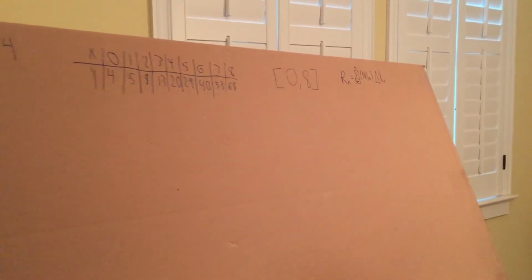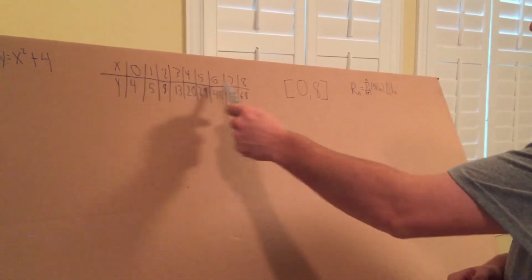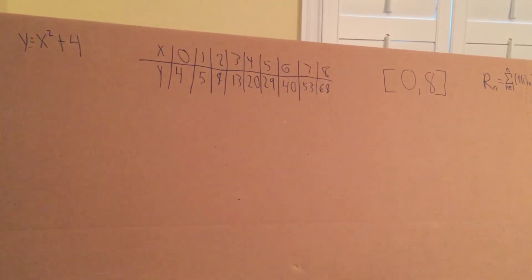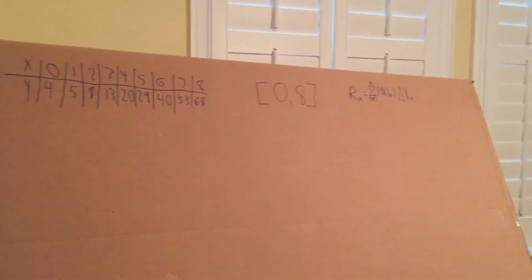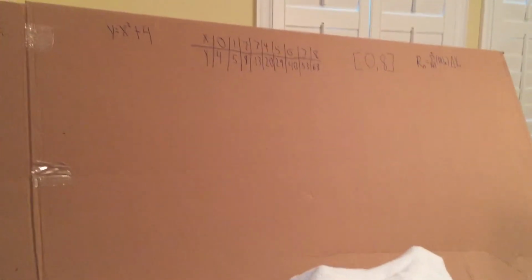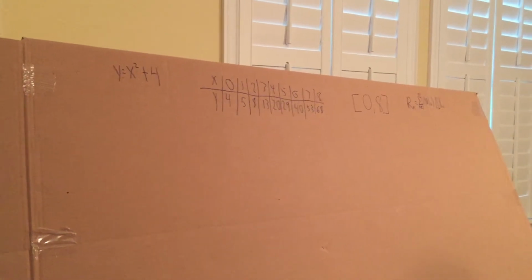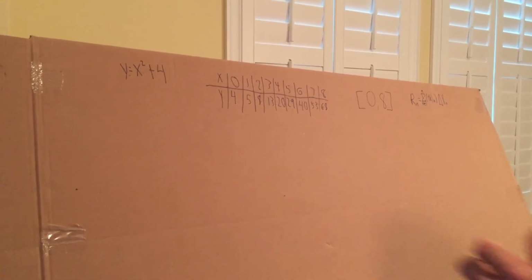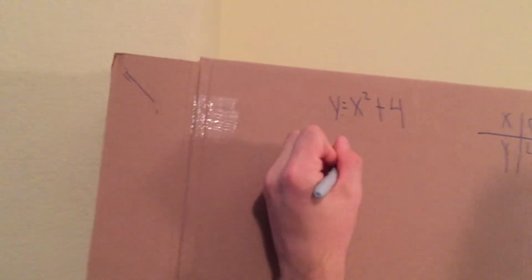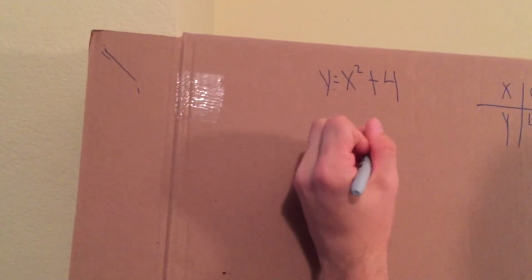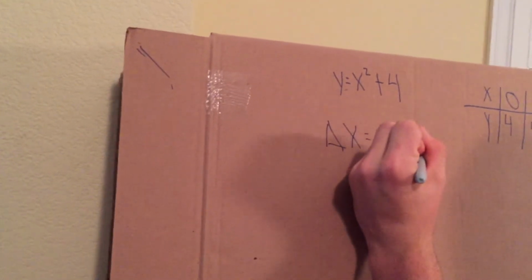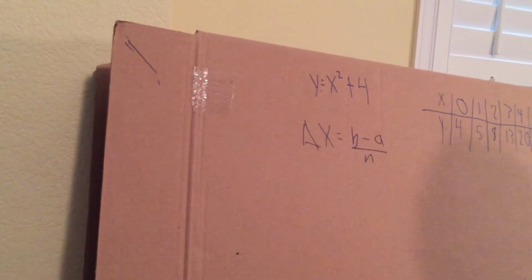So to start off, I wrote down all the values from 0 to 8. That's a good first step to do. And the next step we're going to do is find our change in x. So we want 4 subintervals, and the formula for finding our change in x is b minus a over n.